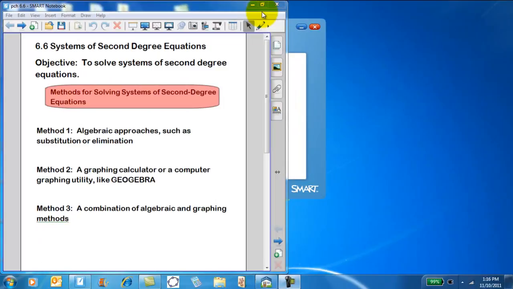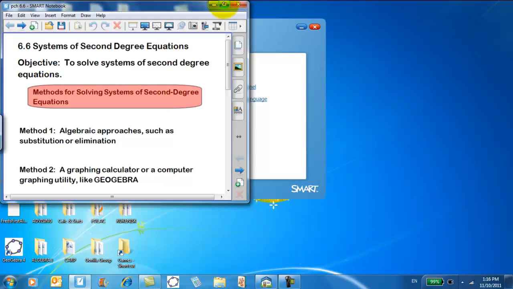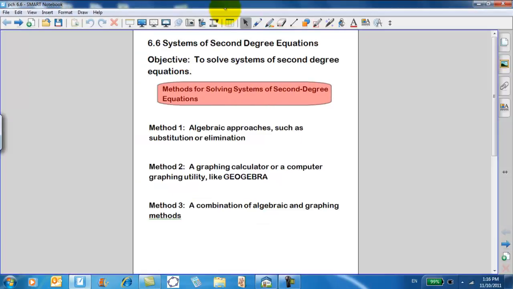Well, Pre-Calc Honors students, this is our last section of Chapter 6 on conic sections: systems of second degree equations, where we're trying to figure out where the points are that lie on both conics. Method 1 is an algebraic approach, like substitution or elimination, where you solve for y in terms of x and substitute it into the other equation, or subtract the equations at just the right time so some of the variables fall out.